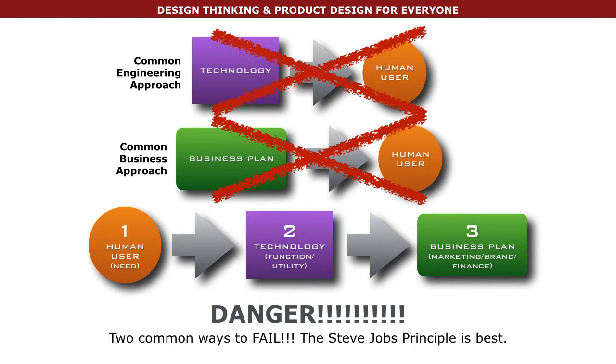Taking the wrong approach can be a disaster. A common engineering approach is to first choose a technology and try to apply it to human users. A common business approach is to first develop a business concept and try to apply it to human users. Both are not very good. Steve Jobs' Apple approach was to start with people and their needs first, and only then apply appropriate technologies and business models.